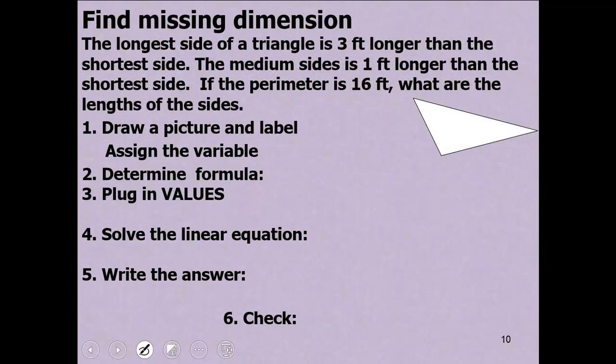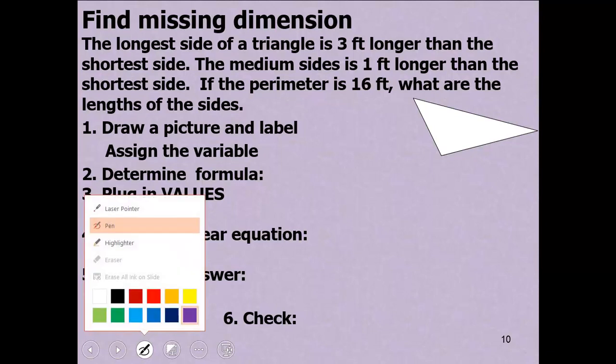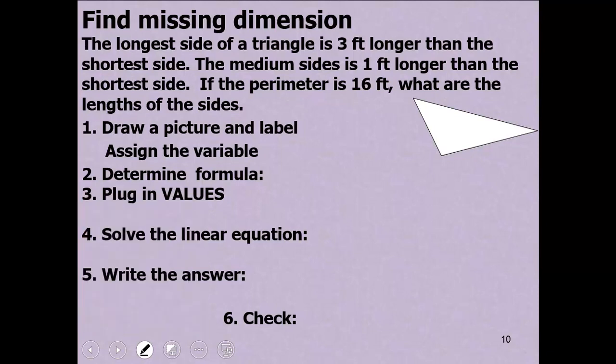Here we go. Getting through this. A triangle. Right? The longest side of a triangle is 3 feet longer than the shortest side. Notice that my long side is being described in terms of my short side. So let's let my variable be the short side. S is equal to short.